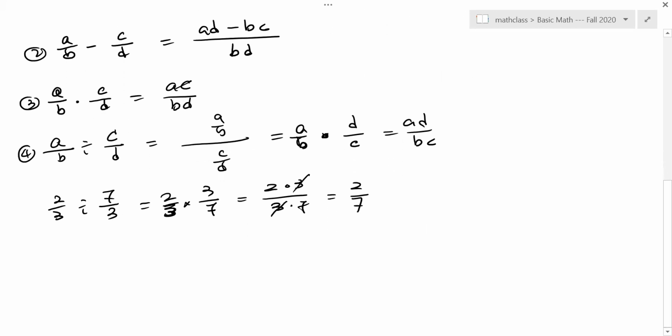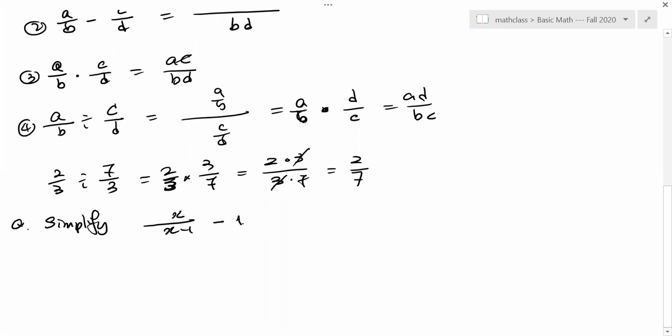But most of the time, we don't always deal with just numbers. We mix numbers and variables. So let's look at the following problem. We want to simplify x over x minus 1, minus 1. Look at this, x over x minus 1 minus 1. I'm going to show you this, and then later I'll ask you to do another problem.